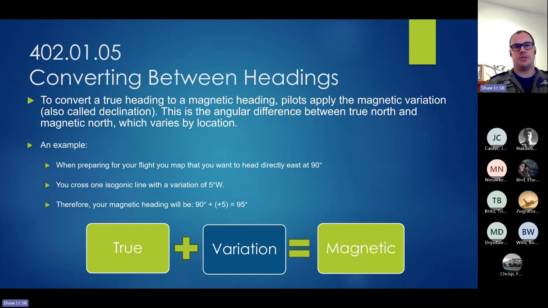So we actually need to fly 95 degrees. That's the difference between true north and magnetic north. So we want to head directly, our true track or true heading is 90 degrees. But magnetic-wise, for our compass, it's 95 degrees. Any questions on east is least, west is best?